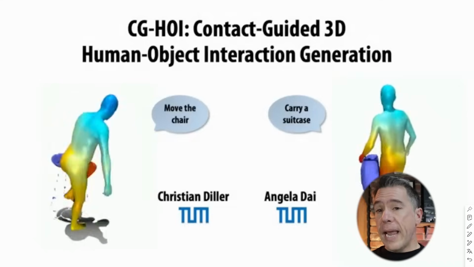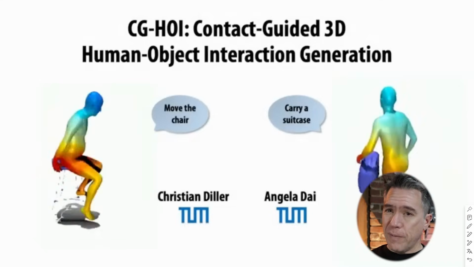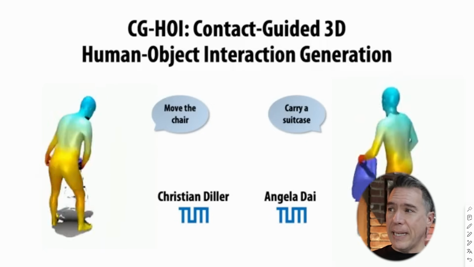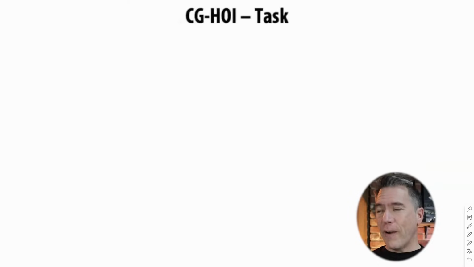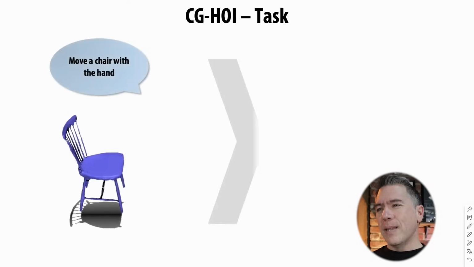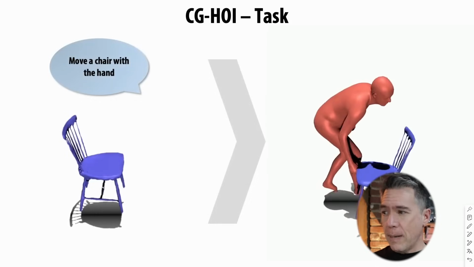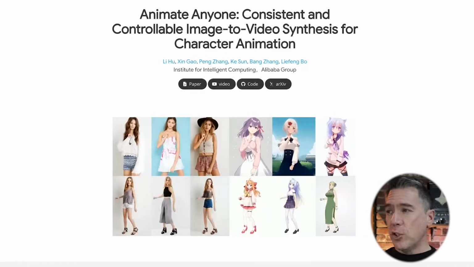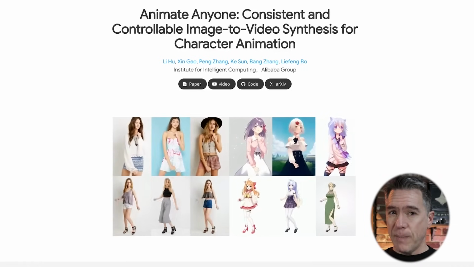And if you're wondering, hey, can I animate those characters? Well, yeah, I do suspect that will be coming soon, considering Angela Dai, who was one of the authors of the GenZi paper, has another project called Contact Guided 3D Human Object Interaction Generation. So yeah, I think it's probably likely that those two projects will eventually end up merging together if they haven't already. Speaking of animation, we have Animate Anyone, consistent and controllable image to video synthesis for character animation.